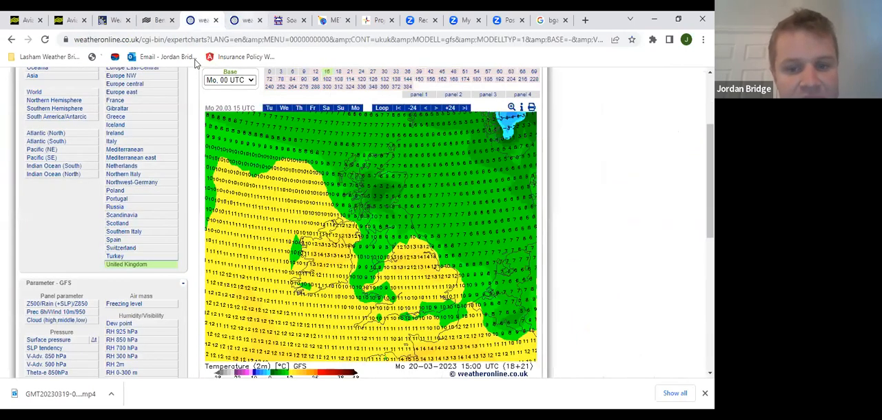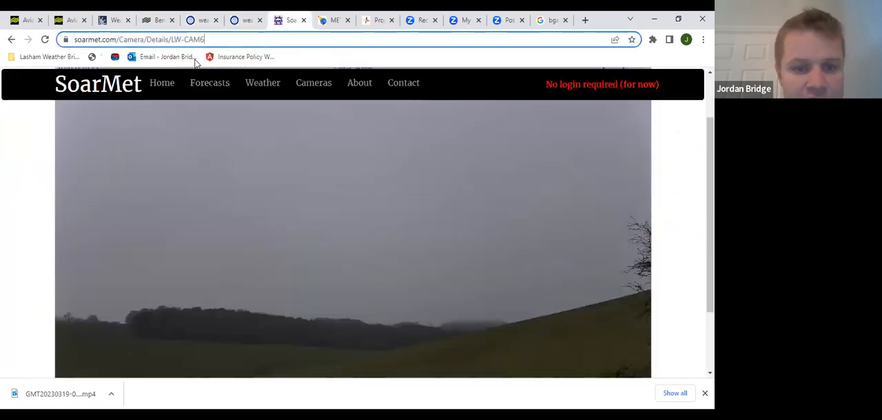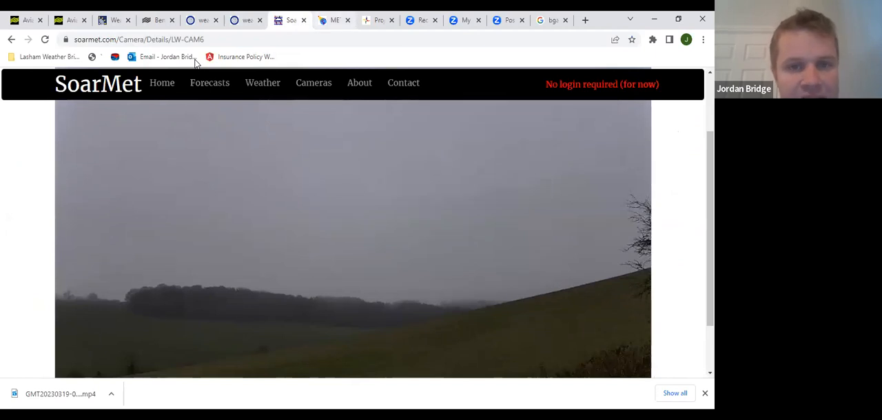GFS agrees with that at 10 degrees. And 10 degrees is the dew point as well, unsurprisingly, and the picture outside looks a bit like that. So yeah, misty and low cloud.